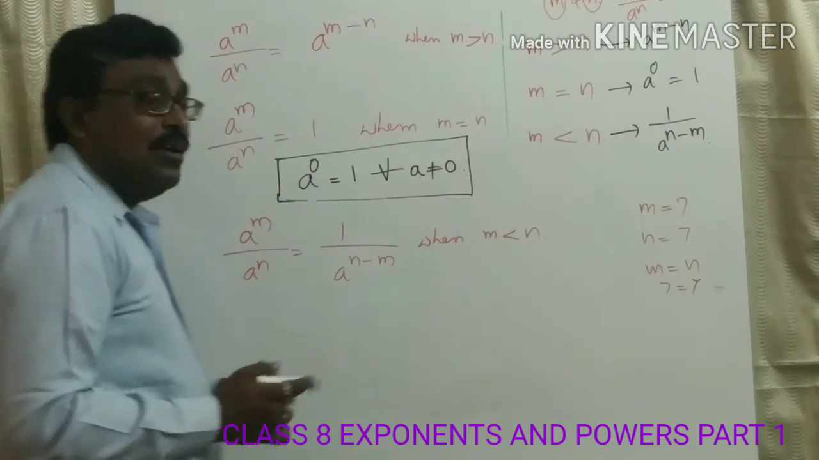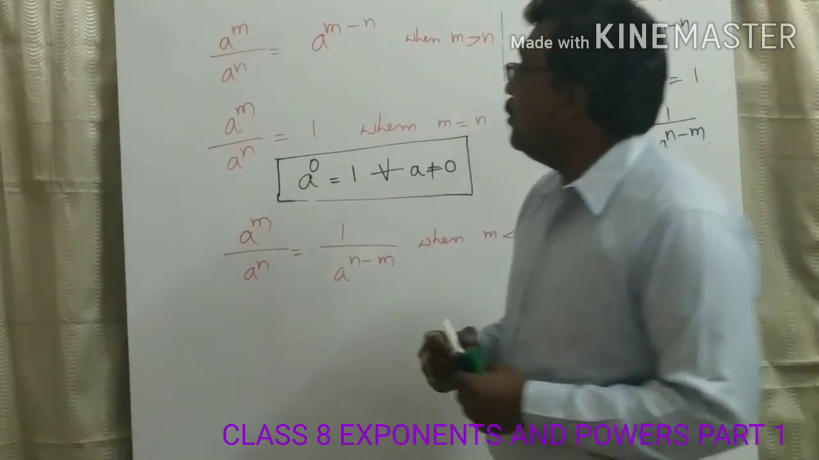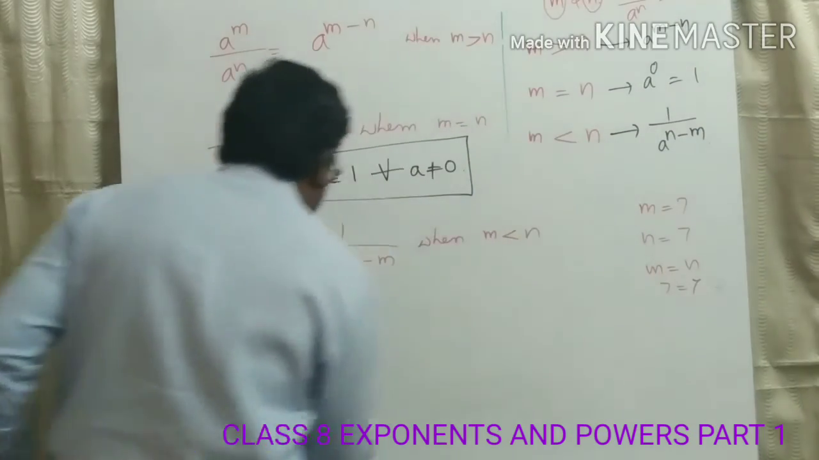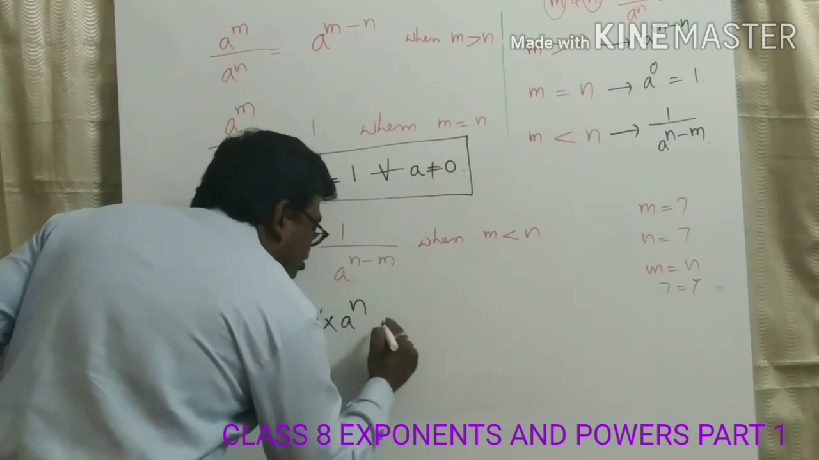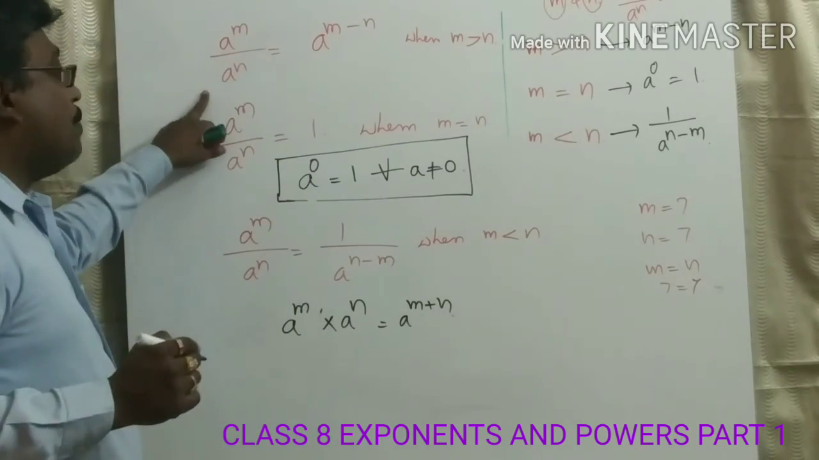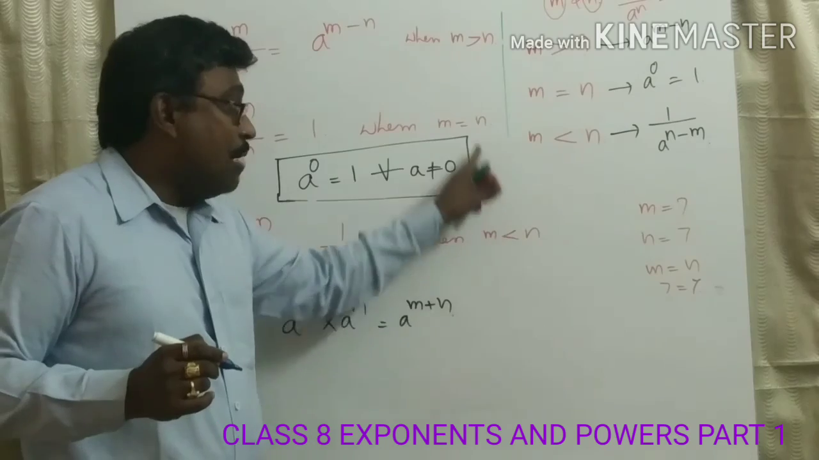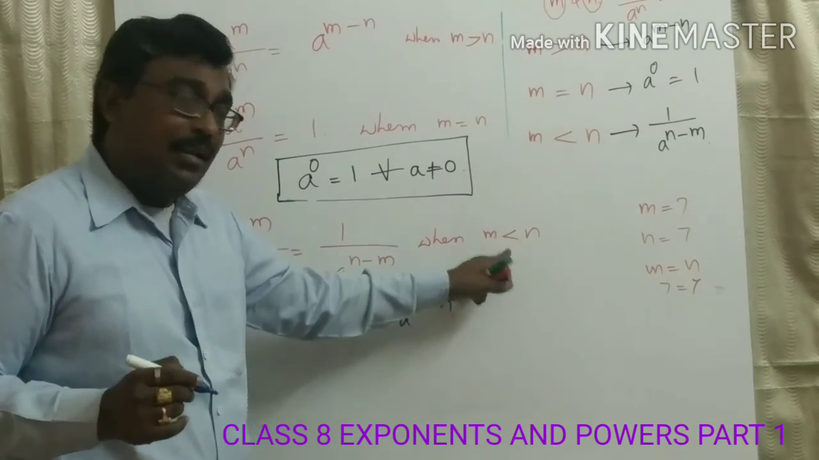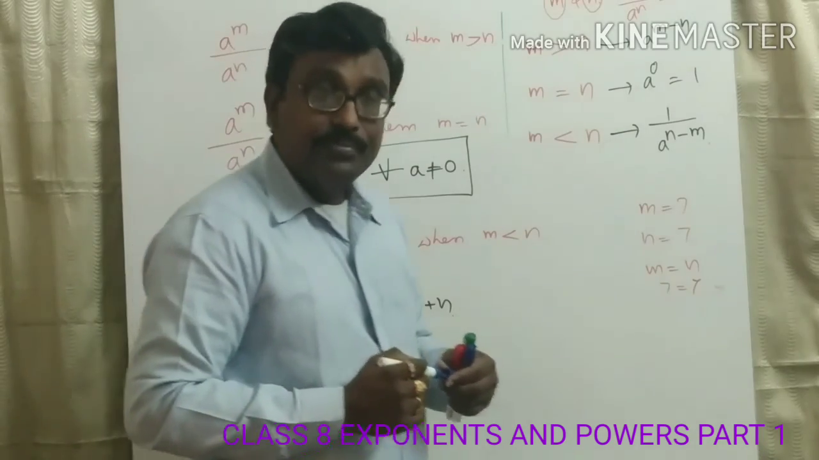Now we have learned 4 laws of exponents. The first one is a power m into a power n is equal to a power m plus n, and a power m by a power n, where 3 different cases are there: m is greater than n, m is equal to n, m is less than n, and a power 0 value is equal to 1. Okay, bye.